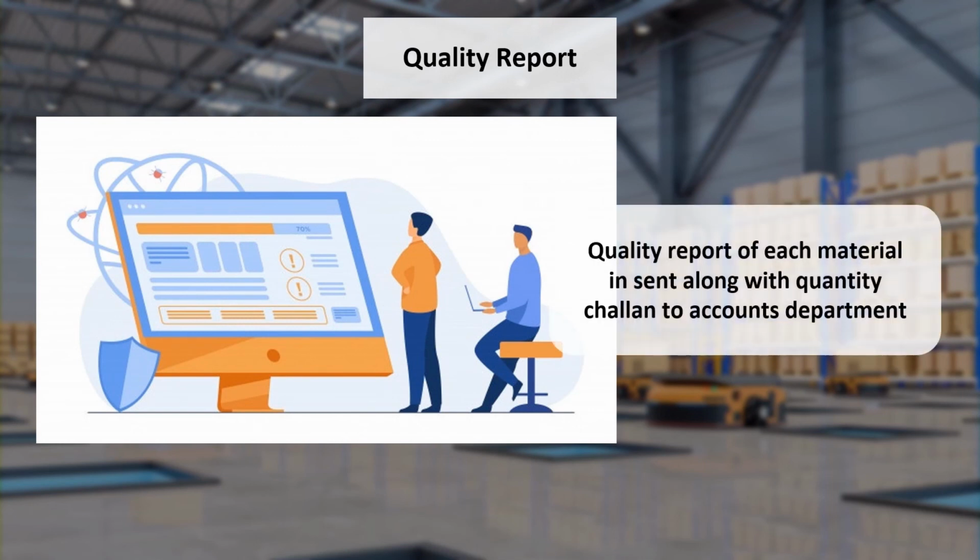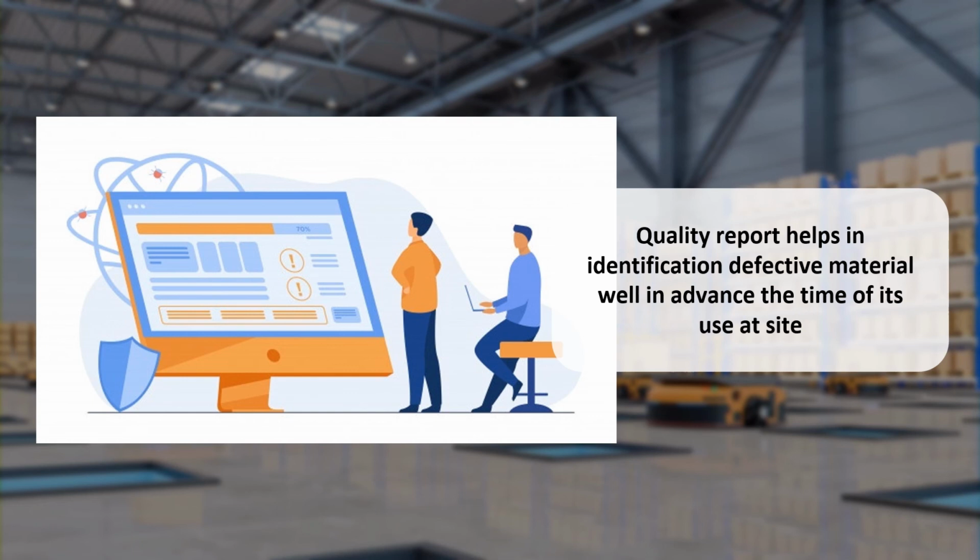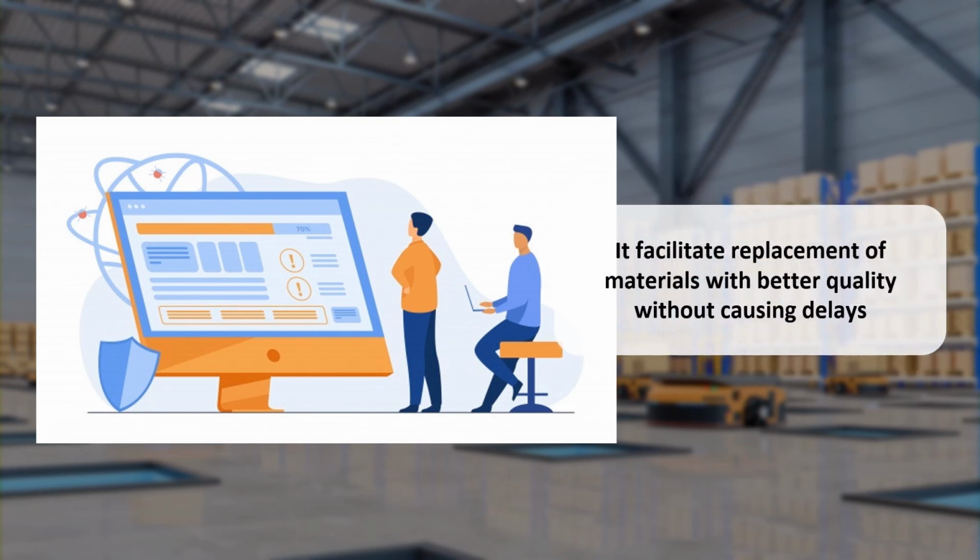The quality report of each material is sent along with the quantity challan to the accounts department. Quality reports help in identification of defective material well in advance at the time of its use at site. It facilitates replacement of materials with better quality without causing any delay.